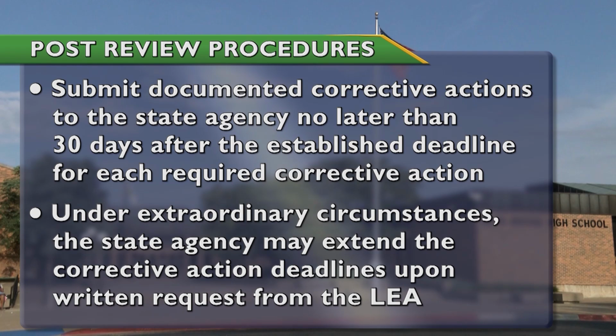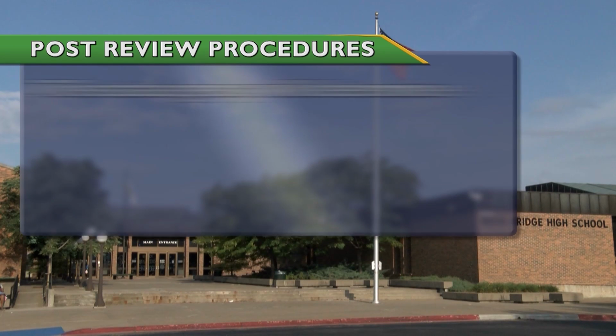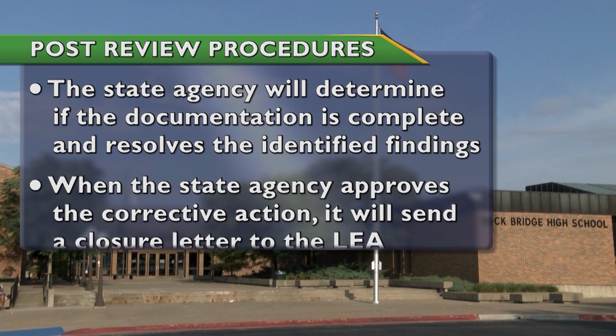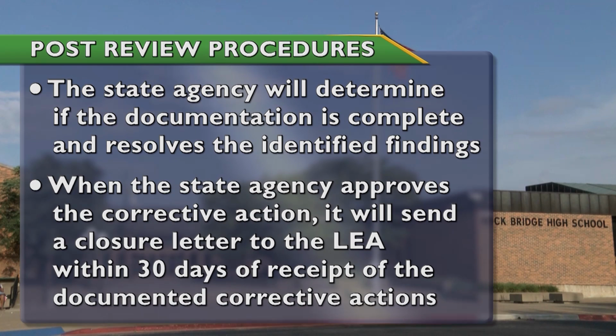Upon receipt of the LEA's documented corrective action, the state agency will determine if the documentation is complete and resolves the identified findings. Once the state agency approves the corrective action, it will send a closure letter to the LEA closing the review within 30 calendar days of receipt of the documented corrective actions.